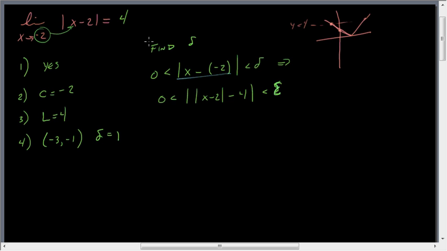Okay, so we're told that we must find delta, and to do so typically depends on the interval, function, and epsilon. All right, so we're going to use epsilon to find delta. And so our initial setup is 0 must be less than the absolute value of x plus 2, which is less than delta, implies that 0 is less than the absolute value of the difference between the absolute value of x minus 2 and 4. And that has to be less than epsilon.